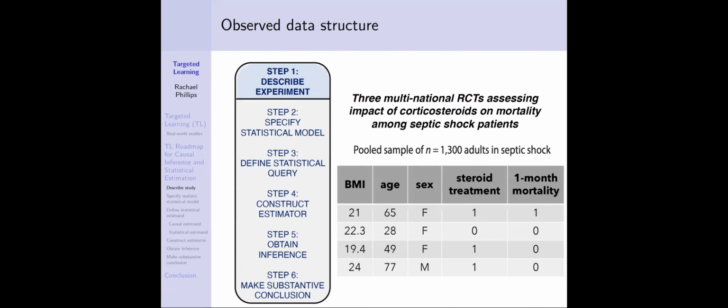So this is an example of what the data might look like. We have some baseline factors that we assess for each subject, like body mass index, age, sex, and then we randomize the subject either to receive the corticosteroids or not. I'm using 1 to denote that they did receive the steroid, 0 to denote that they did not. And then we can measure the 1-month mortality, whether or not they died after 1 month of receiving this steroid treatment. 1 denoting that they did, and 0 that they did not.